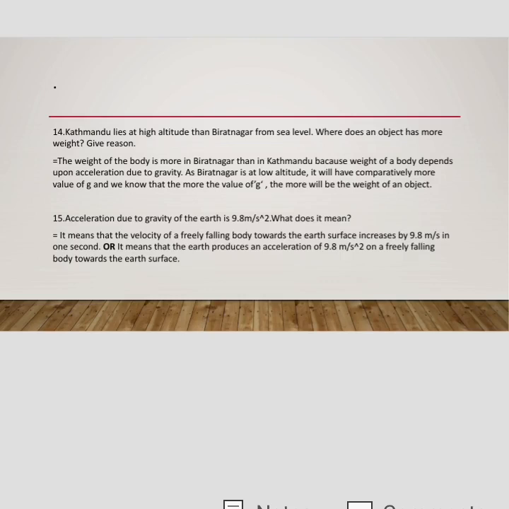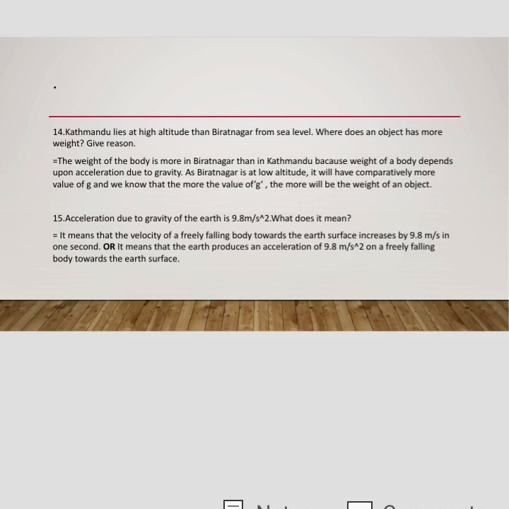So here this is the best way to mention your answer. Right, because weight of body depends upon acceleration due to gravity. As Biratnagar is at low altitude, its radius is less. Due to this, it will have comparatively more value of g, and we know that the more the value of g, the more will be the weight of an object. Hence, the object has more weight in Biratnagar.